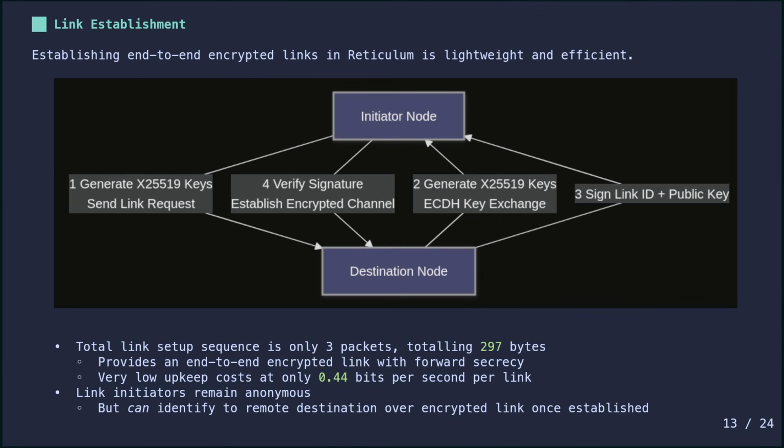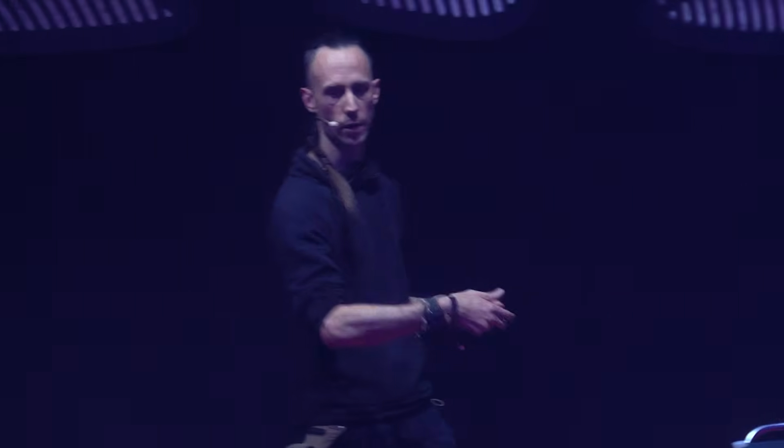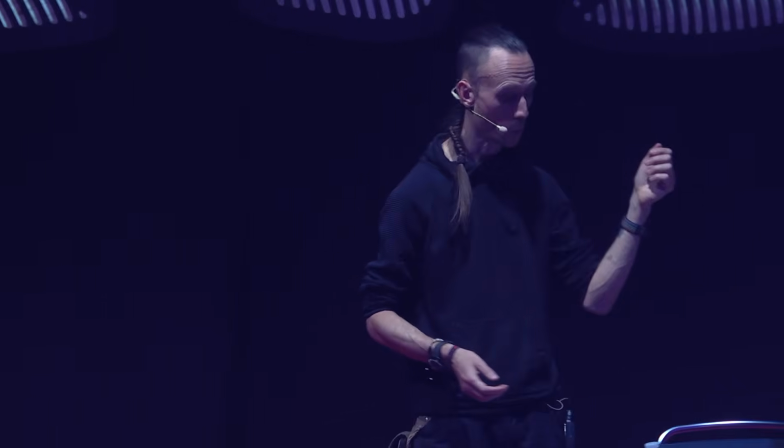But most importantly, link initiators remain anonymous. There's no information transmitted at any point in this process that reveals where the link establishment request is coming from. And because the network doesn't know about the full topology, there's also no way to track it back all the way to the source unless you have complete control over the entire routing path back to the source.